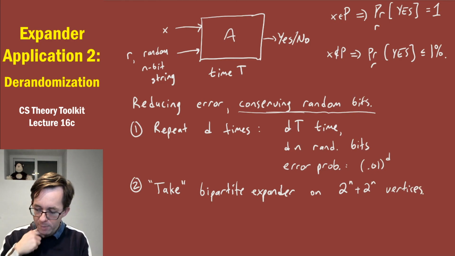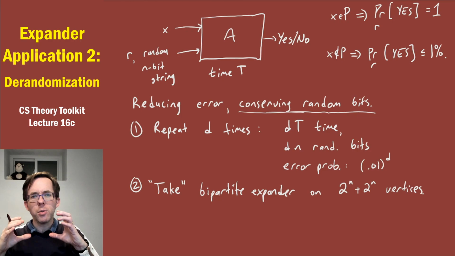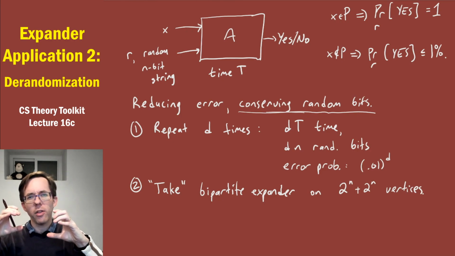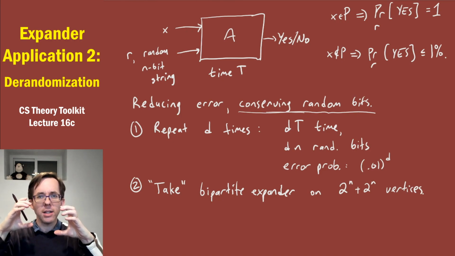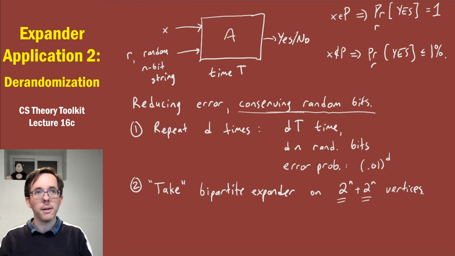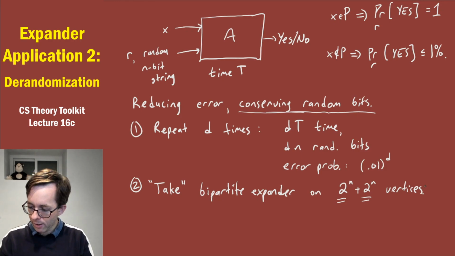The bipartite graphs we talked about before had n on one side and 3/4 n on the other side. Just ignore that 3/4 thing. Let's assume they have the same number of vertices on the left and right, and that this number of vertices is 2 to the n. I'll put an exclamation mark here because this is a bold move.